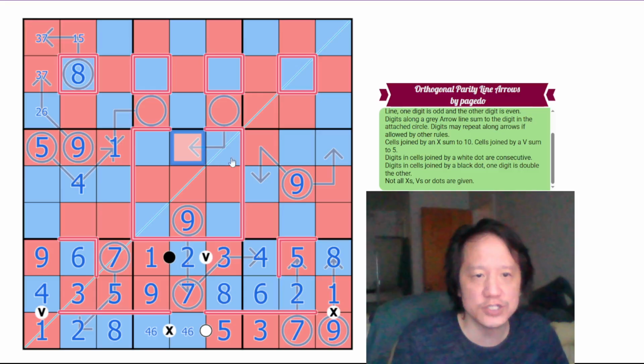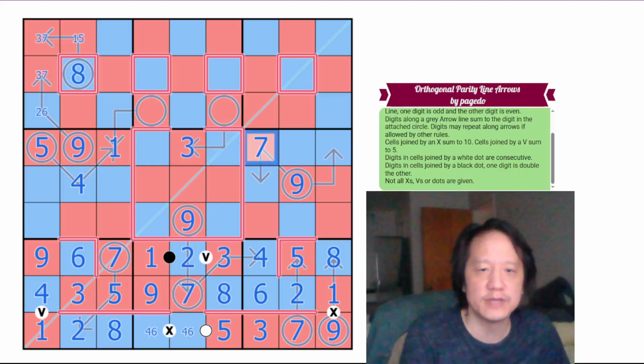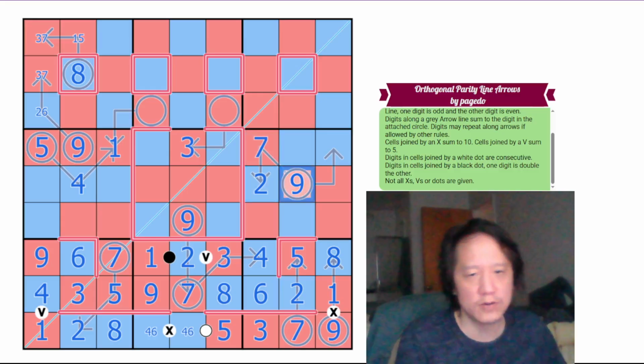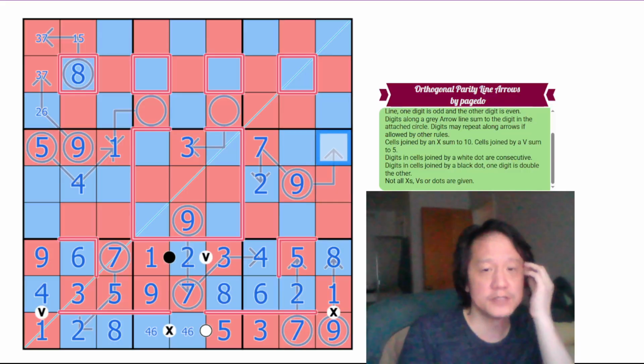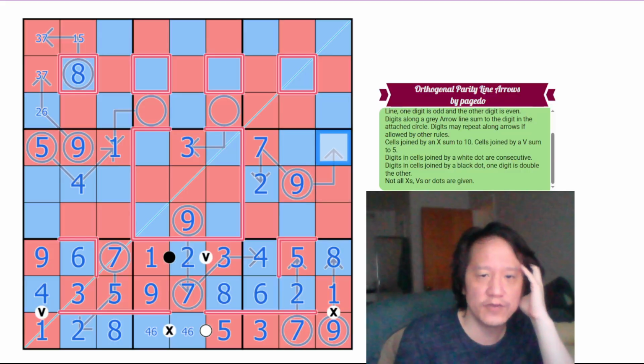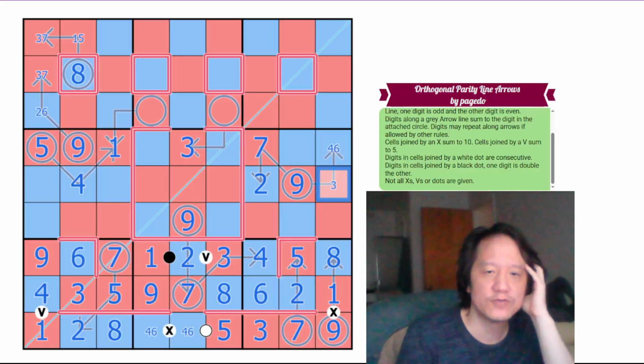Remaining odd digits in row 4 are 3 and 7. This can't be 7 because of the 7 in the column. So this is 3. That must be 7. So this must be 7, 2, adding up to 9 here. This cannot be 1, 8, cannot be 2, 7. Could be 3, 6, or 4, 5. 3, 6, or 4, 5 works.